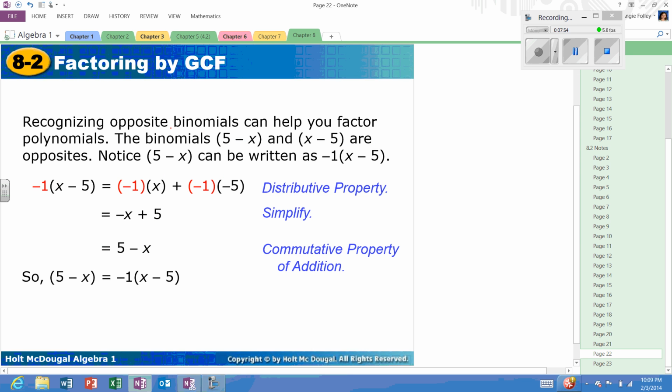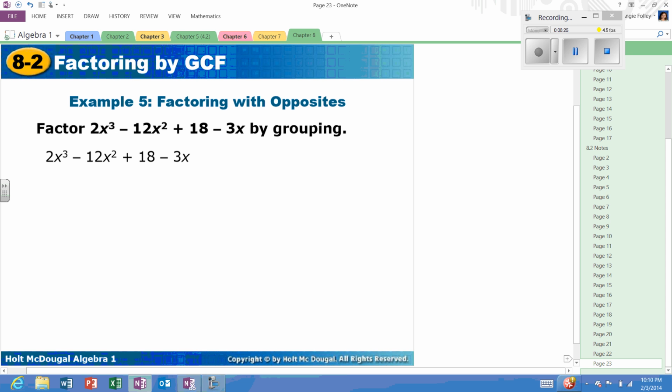If you can recognize opposite binomials, that can help with factoring sometimes. So for example, 5 minus x and x minus 5 are opposites. So I could pull out from 5 minus x, I could pull out a negative 1. So let me show you. If I pulled out a negative 1, I would have negative 5 plus x, which if I rewrote that is x minus 5. So just be aware that pulling out that negative can really help sometimes. And it explains it down here too, how that works. So we're going to use that in these next examples.